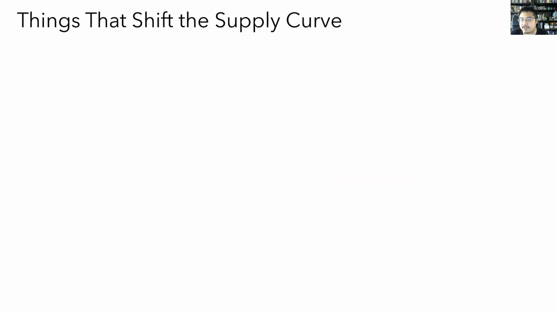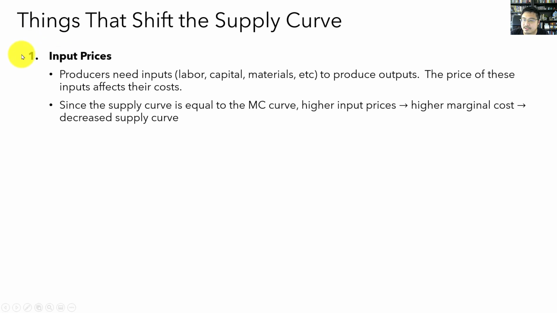So hopefully that was easy and straightforward to you, and that you can see how analyzing changes to the supply curve is very similar to analyzing changes to the demand curve. But now let's talk about things that can shift the supply curve, all right? So the first thing we're going to talk about is input prices.